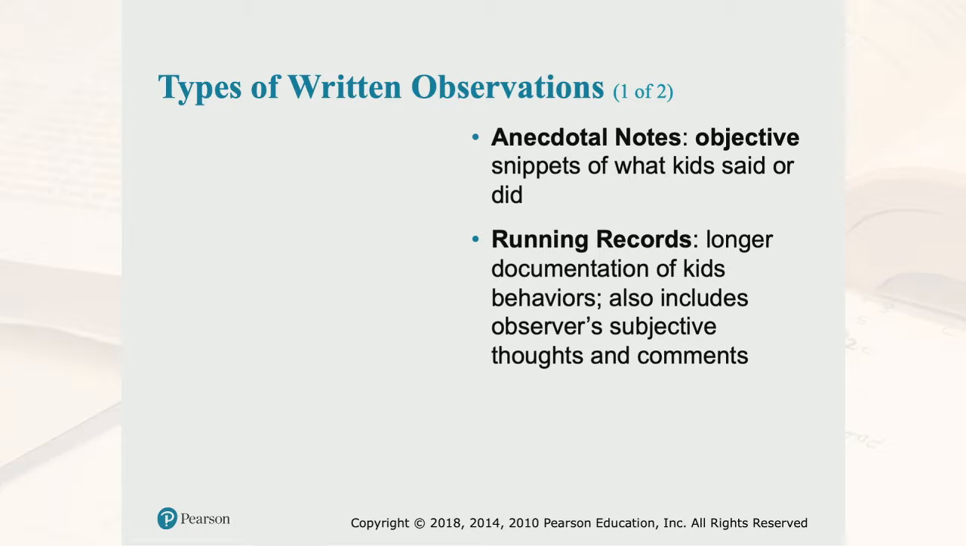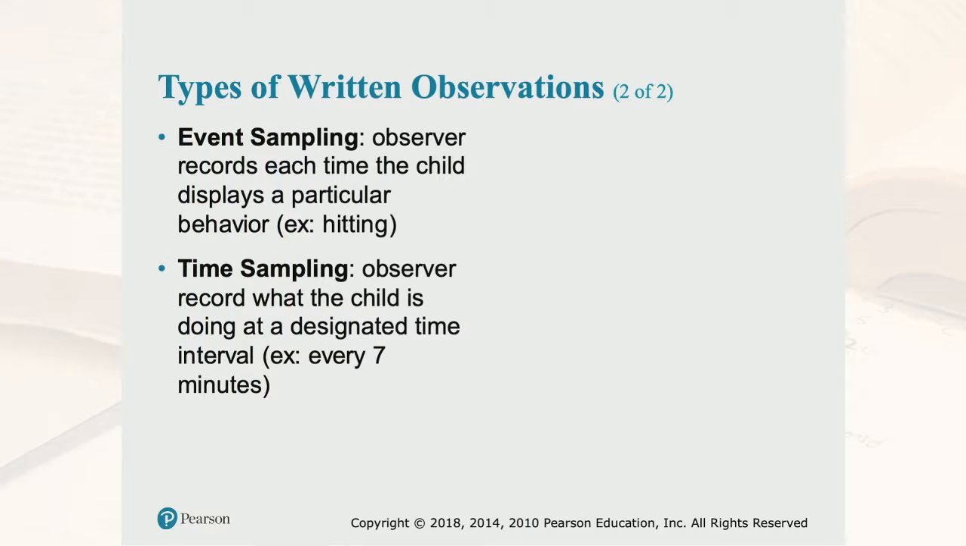So the running record is continual documentation over a period of time. It could be subjective. It could have some objective types of notations in it as well. But it might document specific behaviors a child is displaying, as well as the notes and thoughts and comments of the individuals that are preparing these observations on the child or children. Event sampling and time sampling are really good tools to use when you're observing young children.